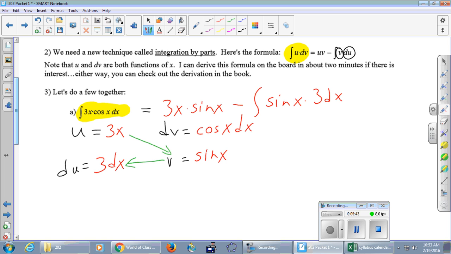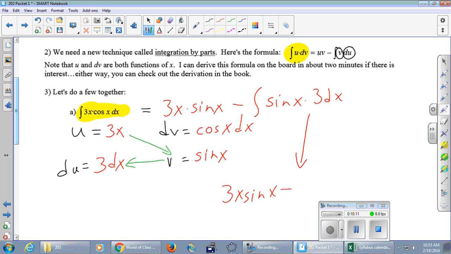Okay, so we're actually almost done with this one. I'm going to copy the 3x sine of x minus, and now we're going to do this integral. Now, integration by parts is just going to trade you the original integral for a new one, and the hope is that the new one is somewhat better than the original one, because you're always going to have an integral to do when you do integration by parts. Still have one left because it's in the formula.